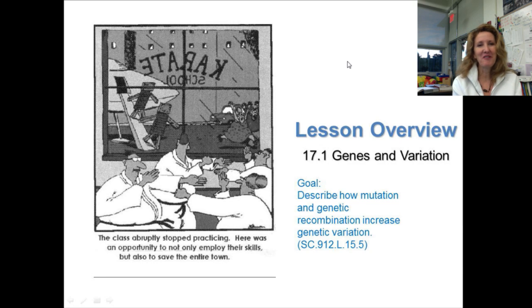All right, so you guys ready to rock and roll with 17.1? See behind me, the sun is starting to come up. All right, so let's go. So 17.1 is about genes and variations. Our goal is to describe how mutation and genetic recombination increases genetic variation.